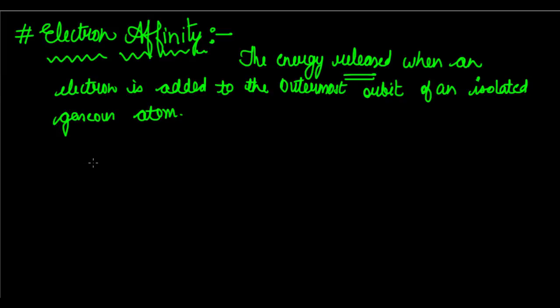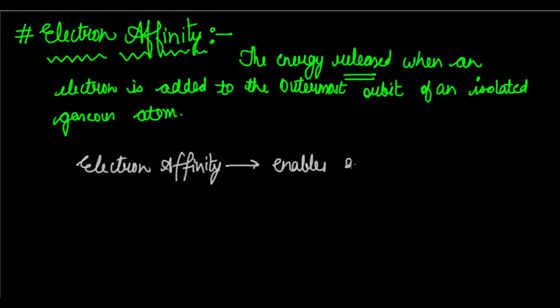Electron affinity enables gain of electrons. So if you have a high electron affinity, then that means that you have a higher tendency to gain electrons, right? Because since more energy is released, that means you have a higher tendency to gain electrons, right?